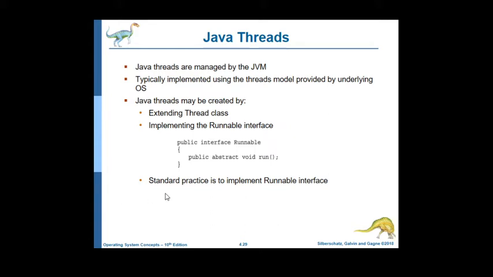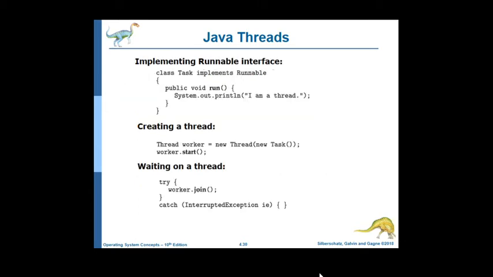Since the standard practice is to implement the latter approach, we are going to focus on it. We look at an example of implementing the Runnable interface. The code in the run method that implements Runnable is what executes in a separate thread.